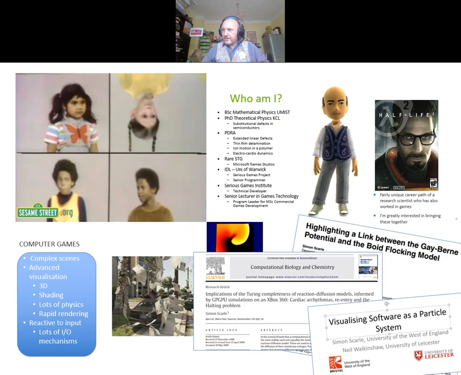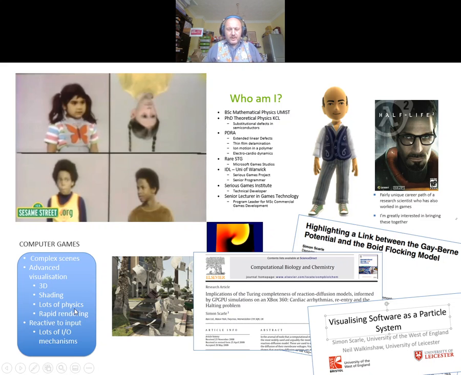I would say though that I have got a theoretical physics background. I've worked in various RA posts doing computer simulations of different physical systems before then going to work for a couple of years in the games industry for a studio called Rare, part of Microsoft Game Studios, before then moving back into academia where I've worked in a number of serious games roles, and I'm currently a senior lecturer in games technology at the University of West of England. I'm program leader for our MSc in commercial games development.